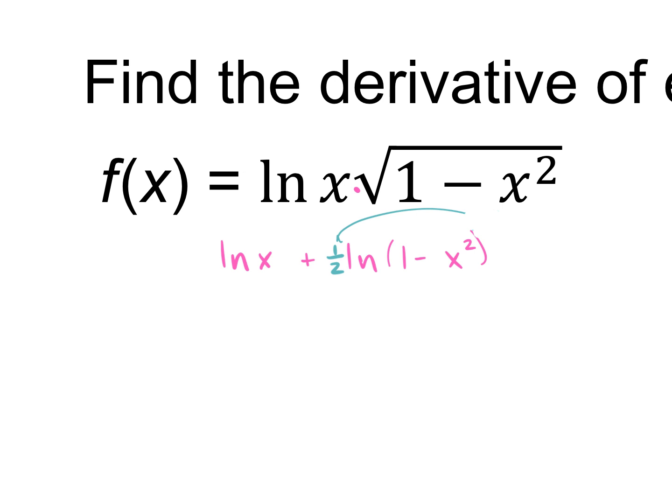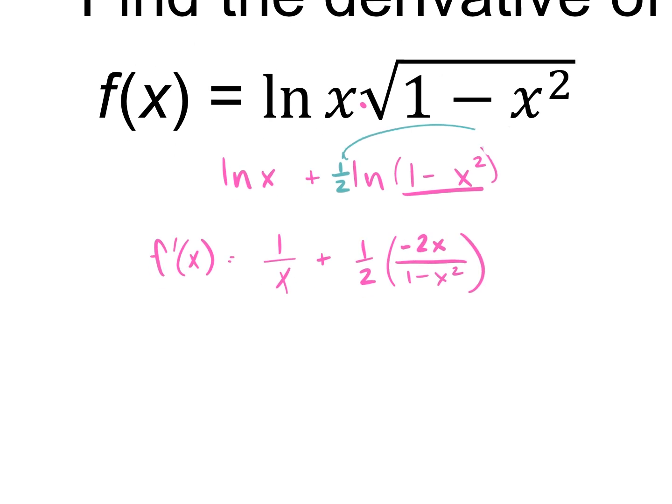Now we can take the derivative of each one of these separately. What's the derivative of the ln of x? 1 over x, perfect. Plus, we have 1/2 times, what's the derivative of ln of 1 minus x squared? What's going to go on the bottom? 1 minus x squared. And then the derivative of 1 minus x squared is going to go up top. What's the derivative of 1 minus x squared? Negative 2x.